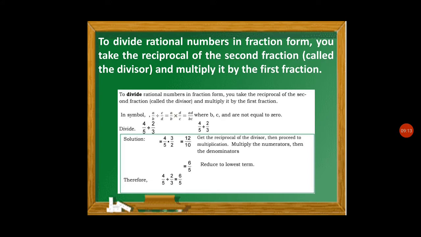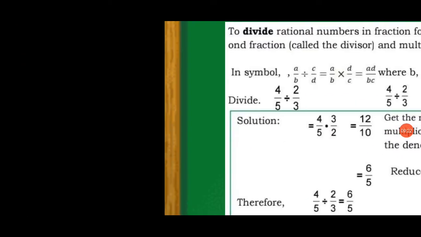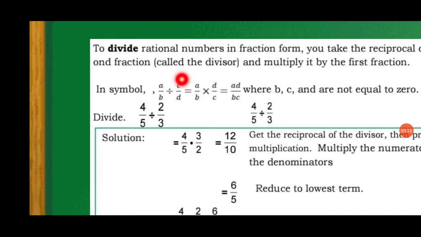To divide rational numbers in fraction form, you take the reciprocal of the second fraction, called the divisor, and multiply it by the first fraction. So a over b divided by c over d is equal to a over b times the reciprocal of the divisor. The c over d becomes d over c, then it becomes multiplication. Therefore, the answer would be the product of a and d over the product of b and c, where b and c are not equal to 0.